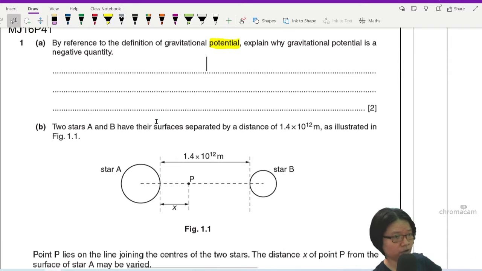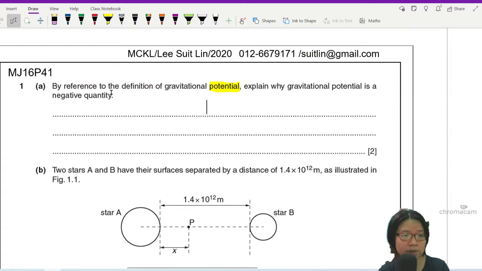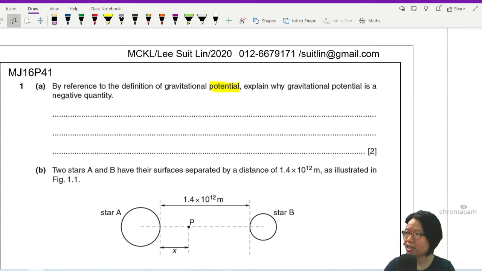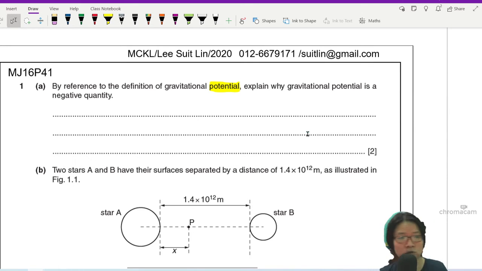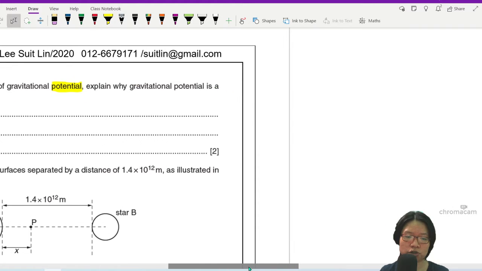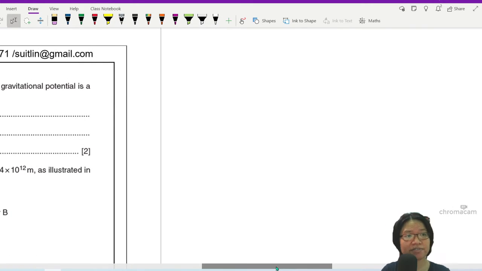Okay, so I will read the question first. So this question says, by reference to the definition of gravitational potential, explain why gravitational potential is a negative quantity. Okay, so they're asking you, why is potential always negative? Okay, so I'm going to draw out the potential graph for you.